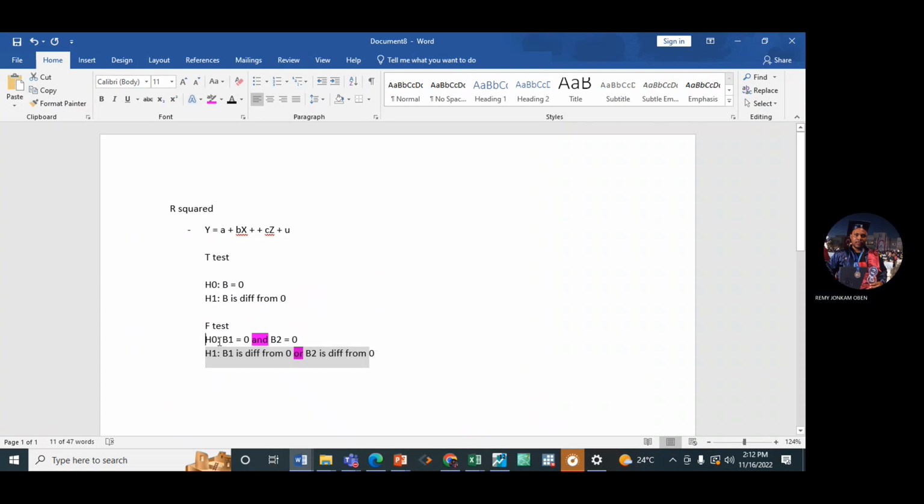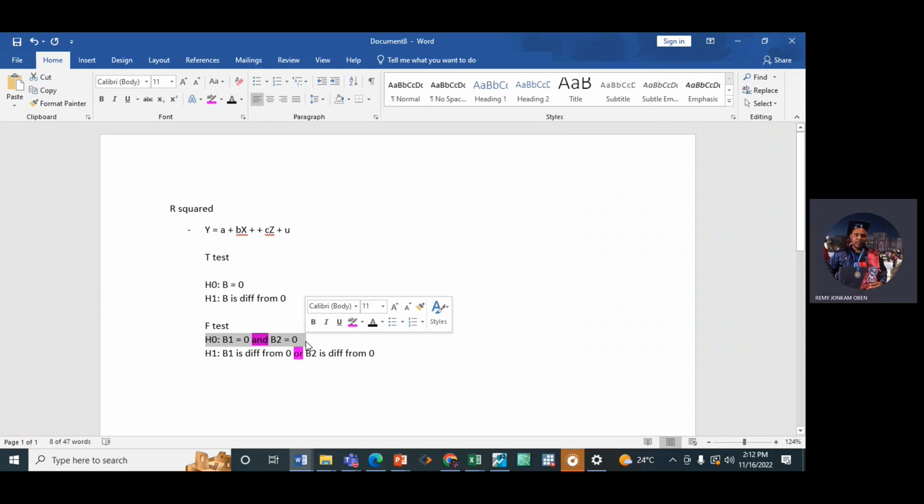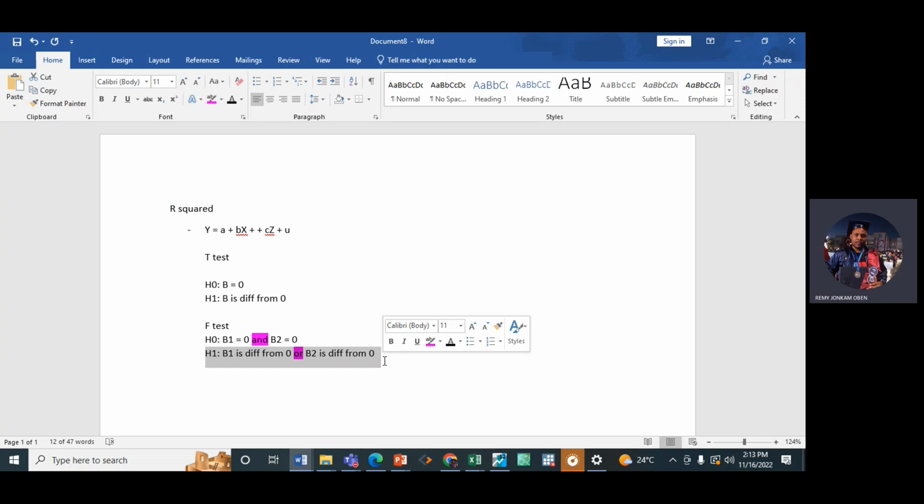If you cannot reject this null, it means jointly all the coefficients are insignificant. So your model is a bad model. But if you can reject this null, it means jointly your coefficients are significant. So it's a good model because the model fits the data well. To check the quality of the model, you should check R squared, adjusted R squared, and the F statistic.